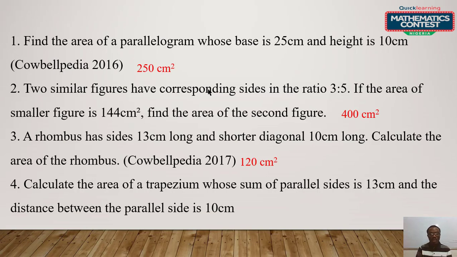Now the last one, calculate the area of the trapezium whose sum of parallel sides is 13 and the distance between the parallel sides is 10. So they have already added the parallel sides to be 13. So the answer here is actually 65. How? It is half times 10 times 13. 2 into 10 is 5. 5 times 13 is 65. So if you get 4/4, thumbs up for you.